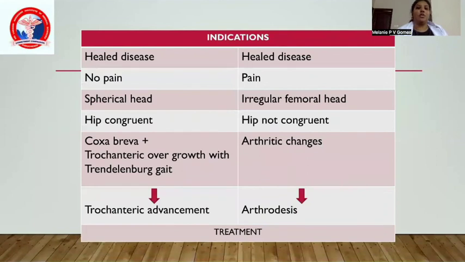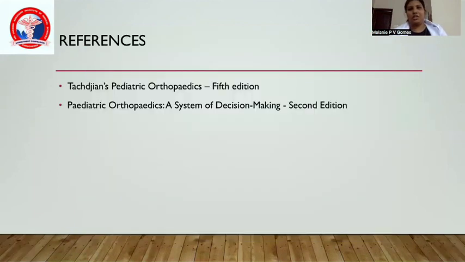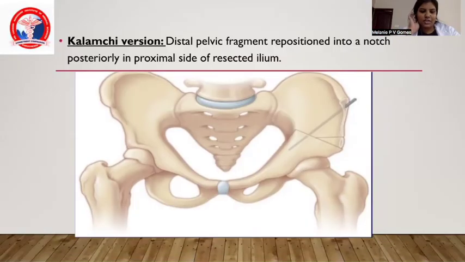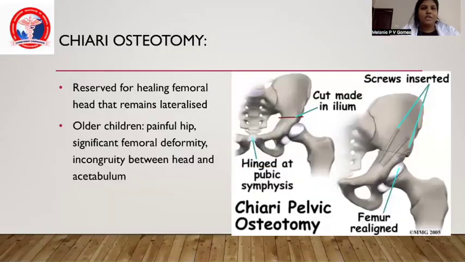Capsule is not open, and the iliopsoas and adductor muscles are lengthened. Trochanteric advancement can be done. Heel disease, pain, irregular femoral head, hip not congruent. Calonchi version, with the distal pelvic fragment repositioned into a notch posteriorly in proximal side of resected ilium. Chiari osteotomy, reserved for healing femoral head that remains lateralized. Older children, painful hip, significant femoral deformity, incongruity between head and acetabulum.